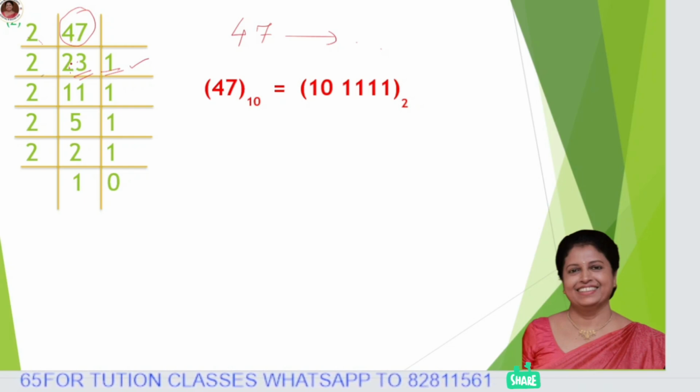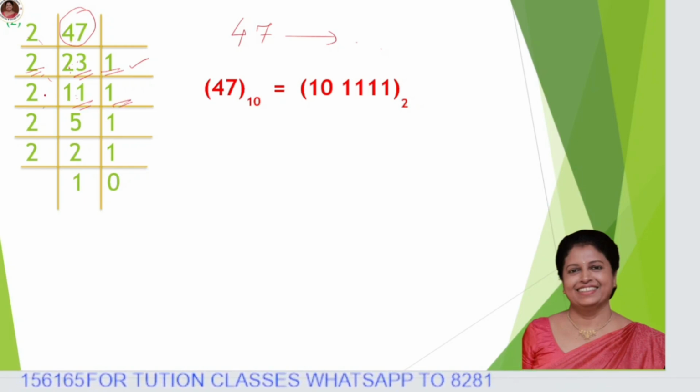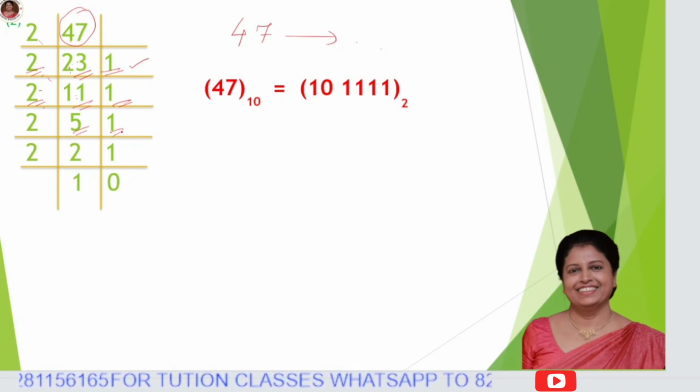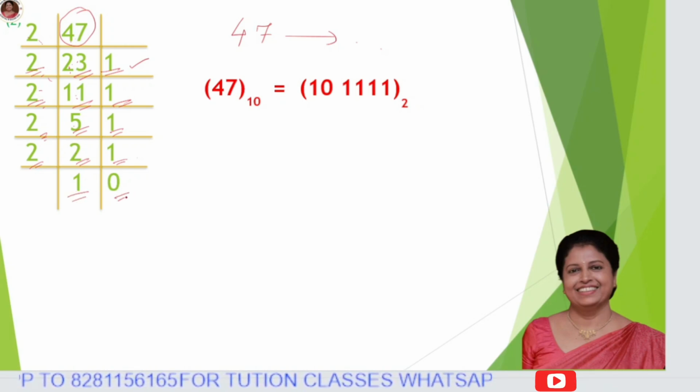Again we continue division. 23 is divided by 2. We will get 11 as quotient and 1 as the remainder. We continue again. 11 is divided by 2. We will get 5 as the quotient and 1 is the remainder. Again, 5 is divided by 2. We will get 2 as the quotient and 1 as the remainder. Then 2 is divided again by 2. We will get 1 as the quotient and 0 as the remainder.